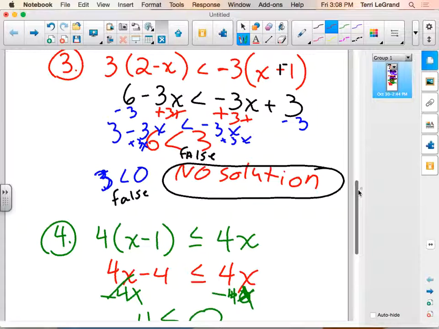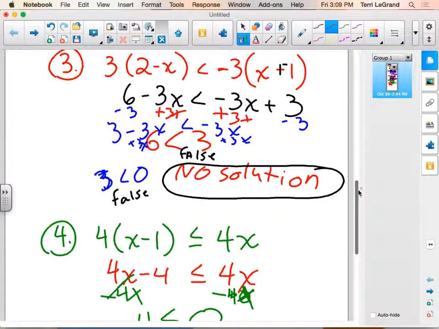2 take away 1 is? 1. 1 times 3 is? 3. 1 plus -1 is? 0. So we'd have -3 times 0, that's 0, so we're gonna have 3 is less than 0. True or false? Okay, so 1 doesn't make that one true.